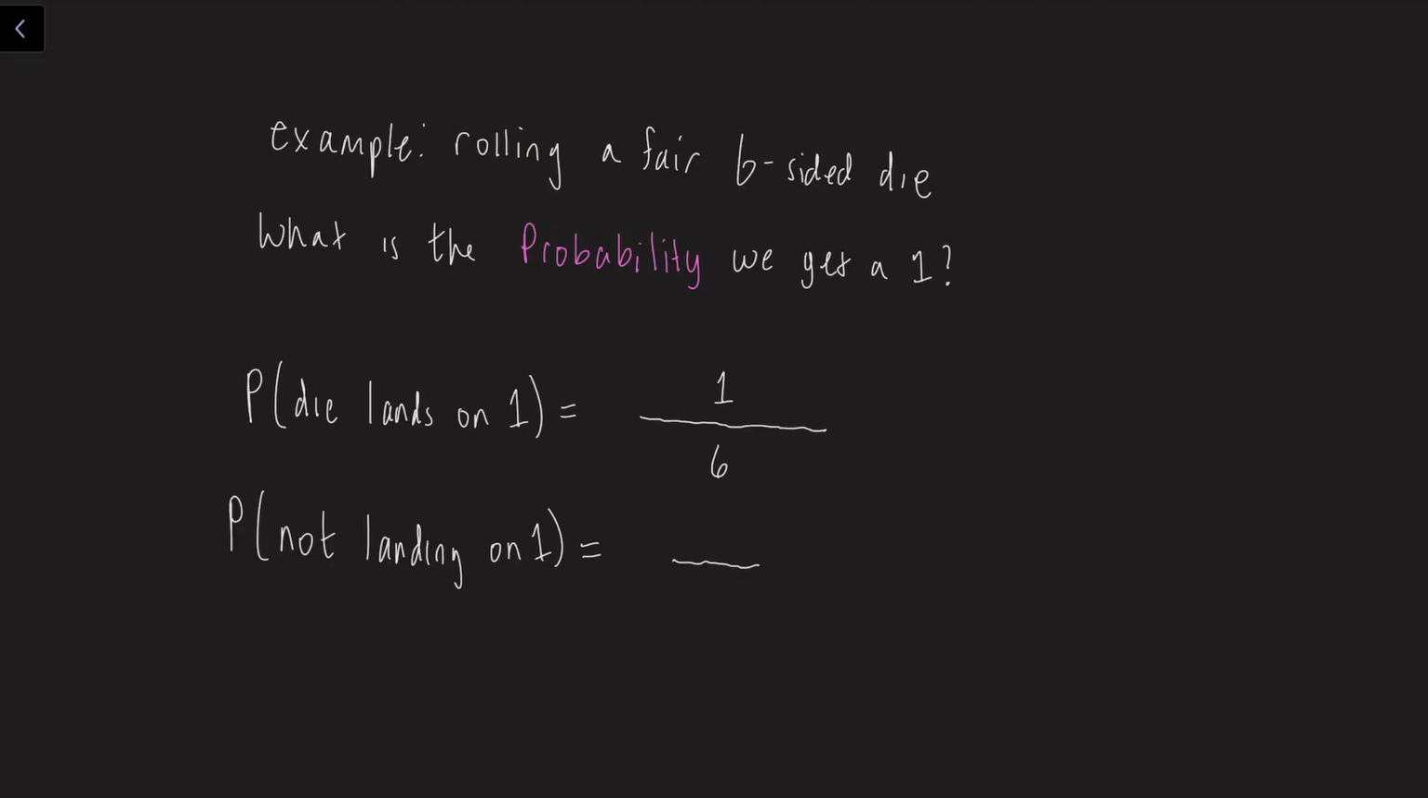Now what if I ask the probability that the die doesn't land on 1? Again, the size of our sample space, or our total number of possibilities, is 6. And we have 5 outcomes that aren't 1: 2, 3, 4, 5, or 6. So our probability of not landing on a 1 is 5/6.